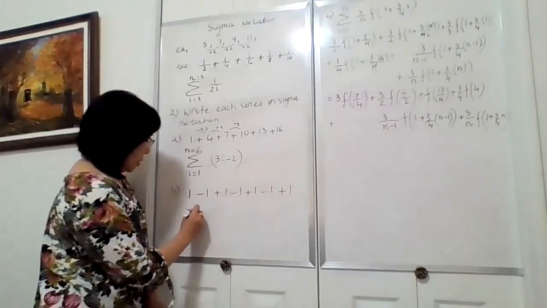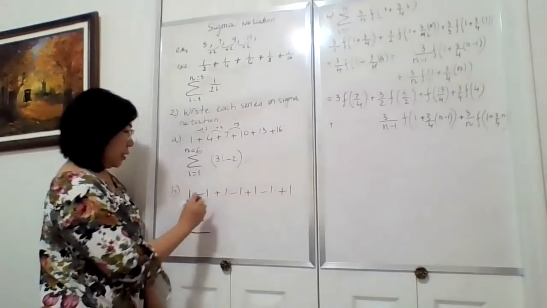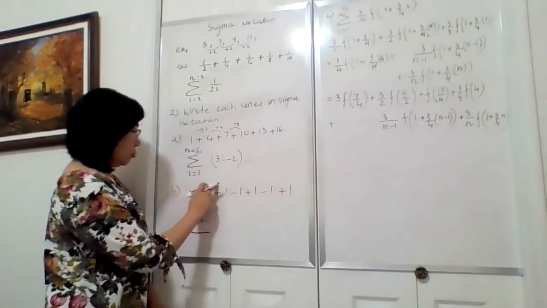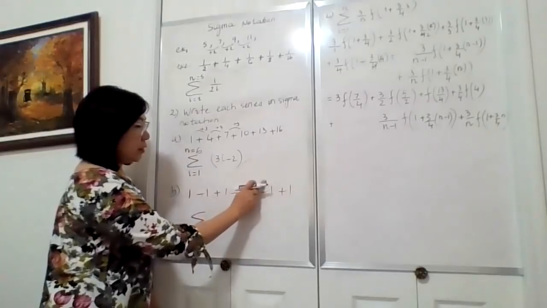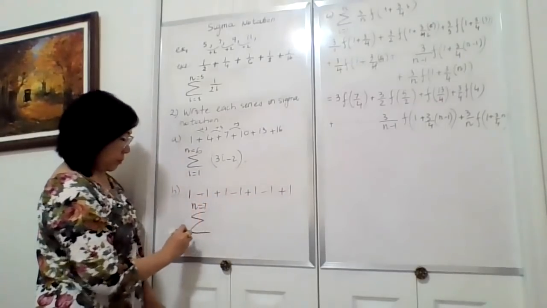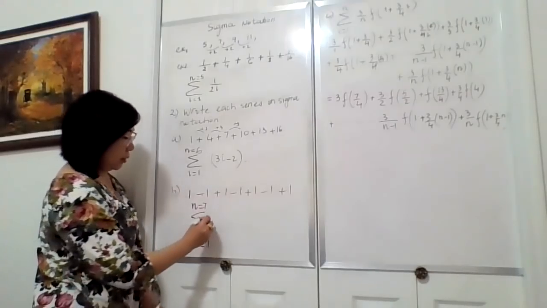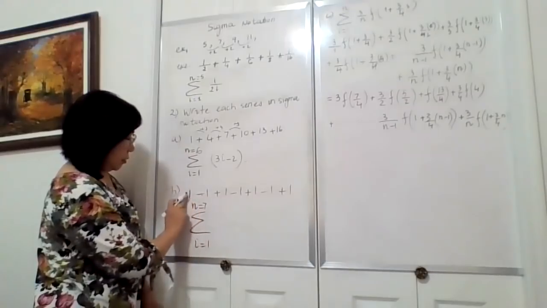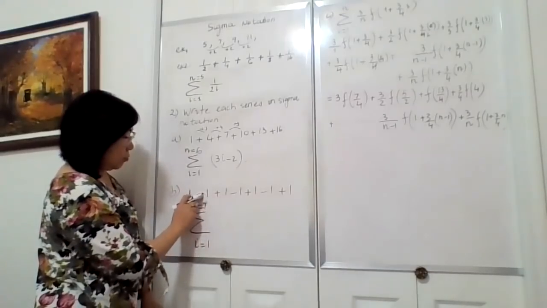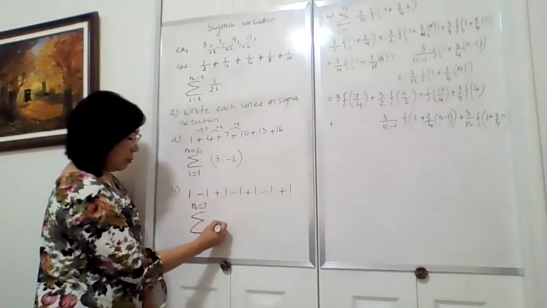So let's try. We're going to write sigma, right? And how many terms do we have? 1, 2, 3, 4, 5, 6, 7. So n here equals 7. We have 7 terms. i equals 1, let's say start from 1. Now, because we have an alternating sign, right? So I'm not going to say 1, I'm going to say minus 1.